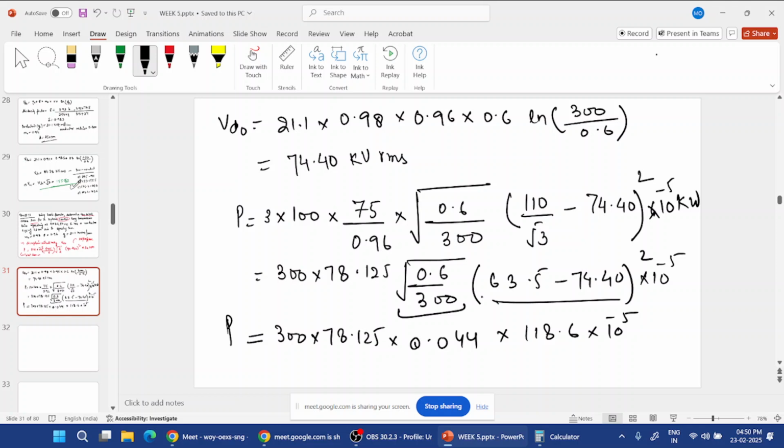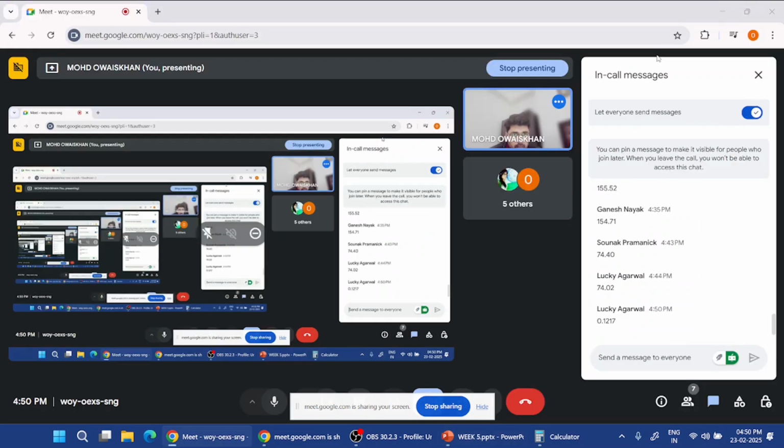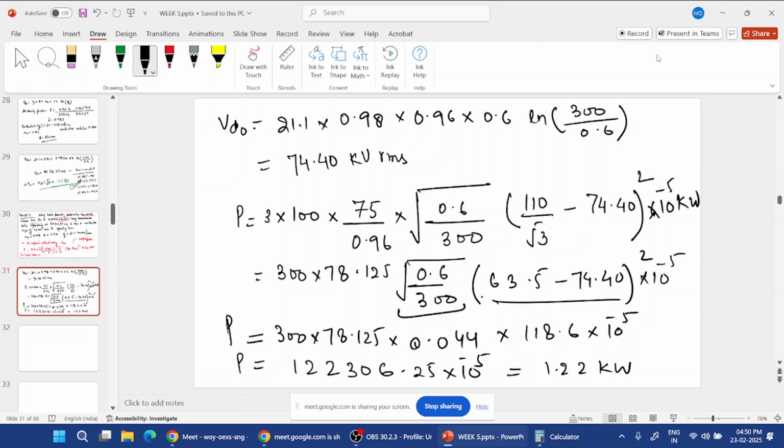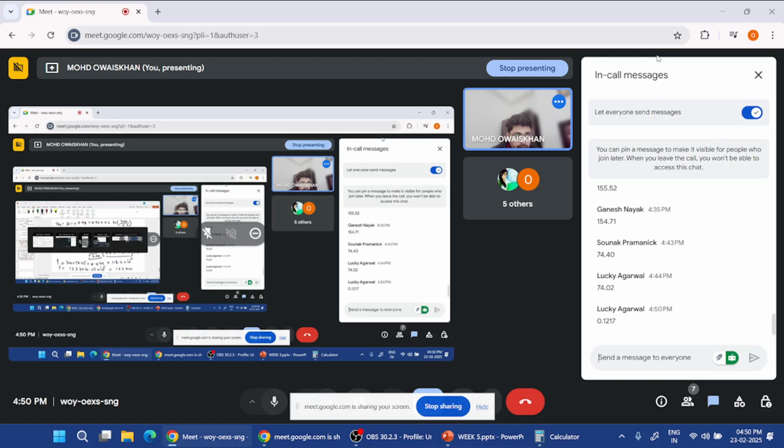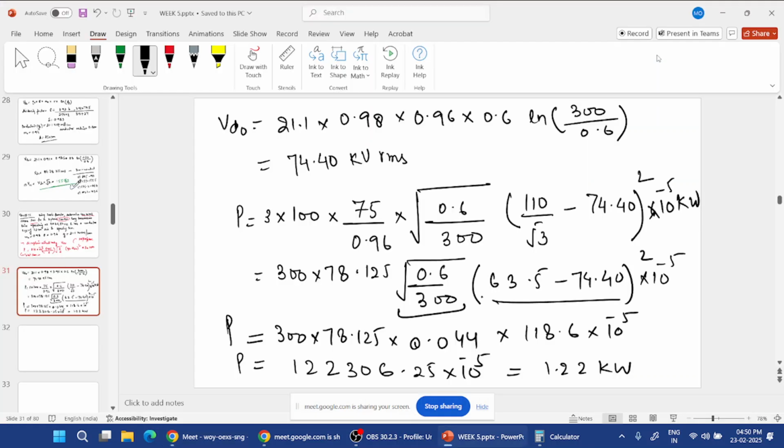Okay, so it will come out to be how much? If we multiply it, 122,306.25 into 10 raised to the power minus 5, and if we put this minus 5 here, it will come out to be 1.22 kilowatt. So the answer will be this much.